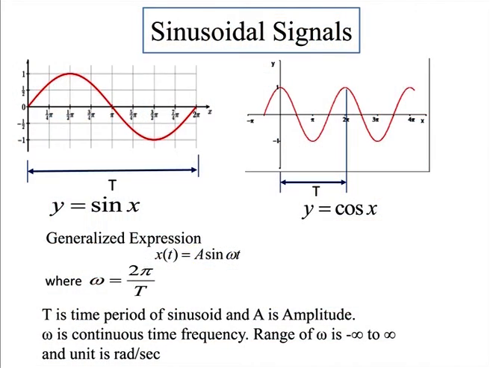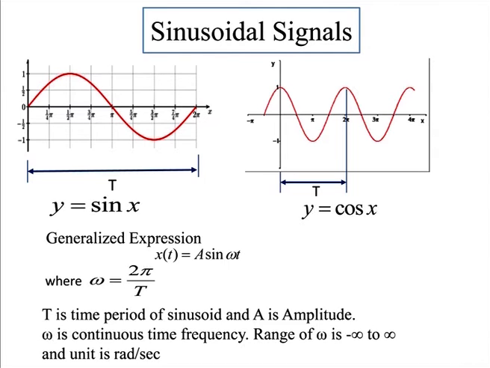Sinusoidal signals, very comfortable. We always see these kinds of things in maths in 12th class, sin x and cos x. The generalized expression of any sinusoid is x(t) equals A sin omega t, where omega is equal to 2 pi by T and T is the time period. As we know, in the case of sin and cos, our time period is 2 pi.